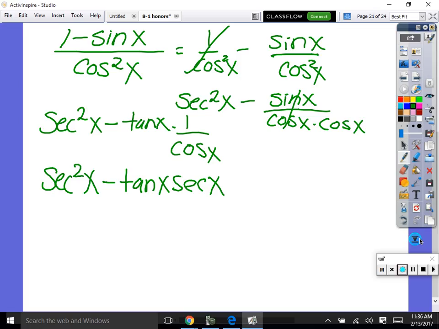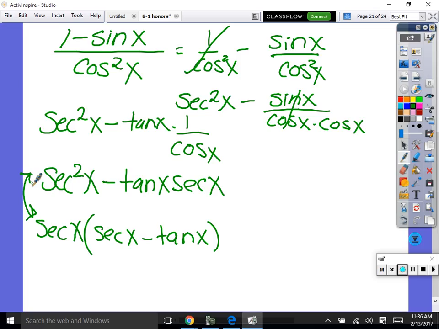I think this is where we're going to end. But I'm seeing, well, we could factor out a secant x, right? Because there's a secant in each term. So then left would be secant x minus tangent of x, which is just about the same. But it's not squared anymore.